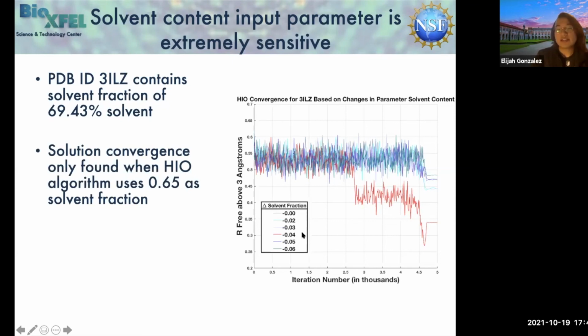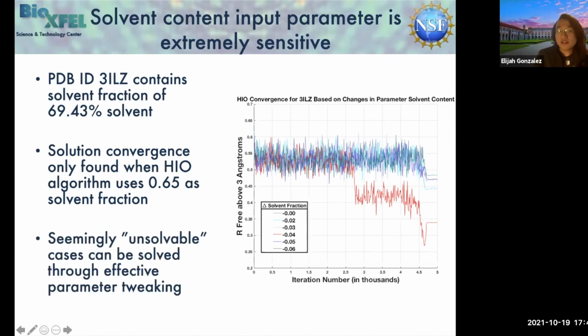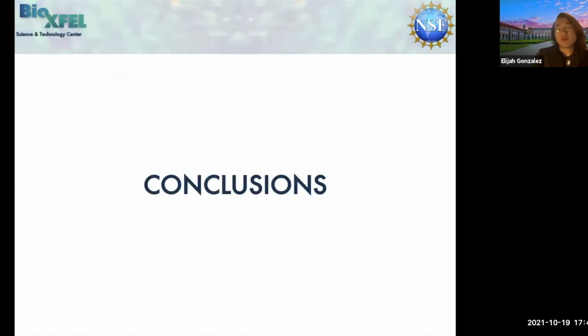In this one case, it happened to be 0.04 less than the actual solvent fraction that was deposited in the PDB. We aren't suggesting that 0.04 is some sort of magic number, but it is worth noting that nevertheless, solvent content is a very sensitive parameter. And as a consequence, it should be noted that seemingly unsolvable cases might be able to be solved through effective parameter tweaking. And so, of course, this is eventually going to lead us to what we'd like to do in the future.